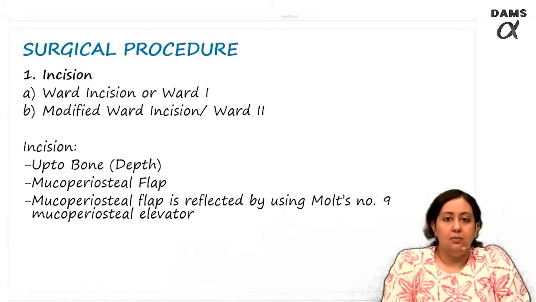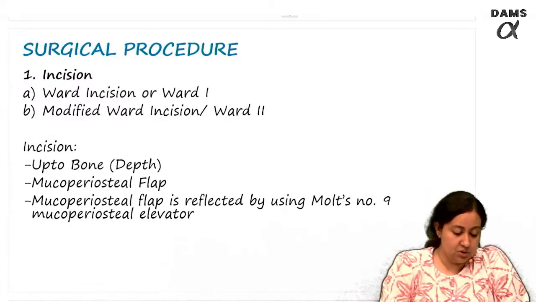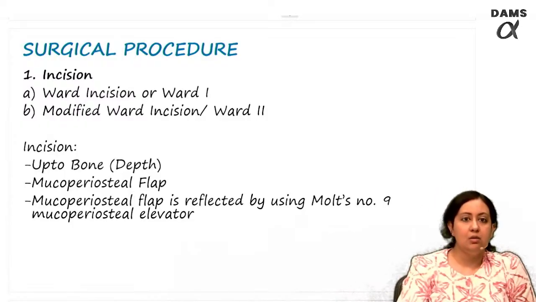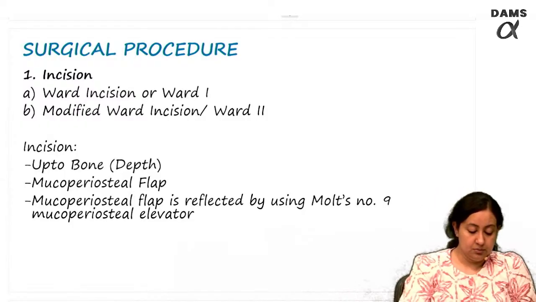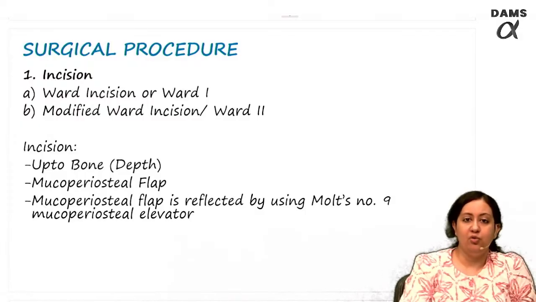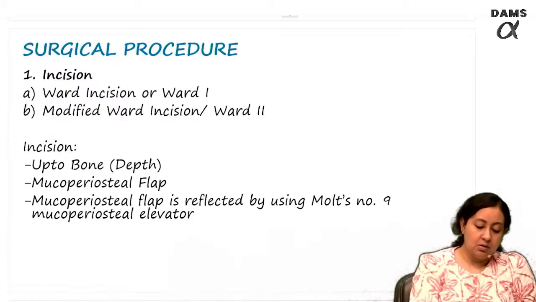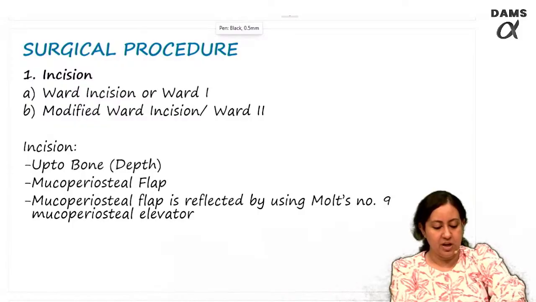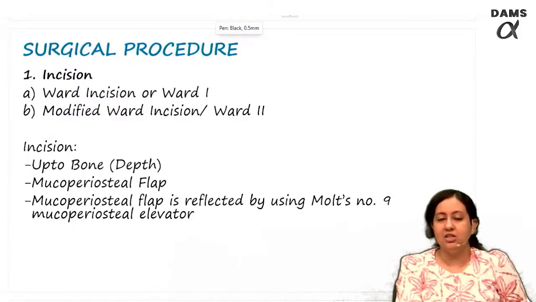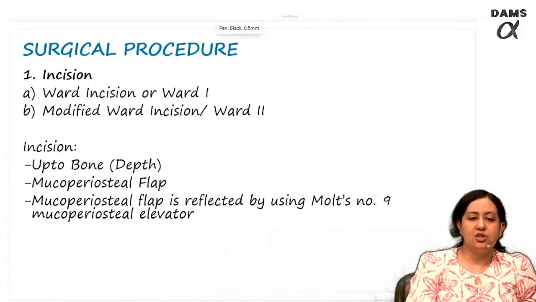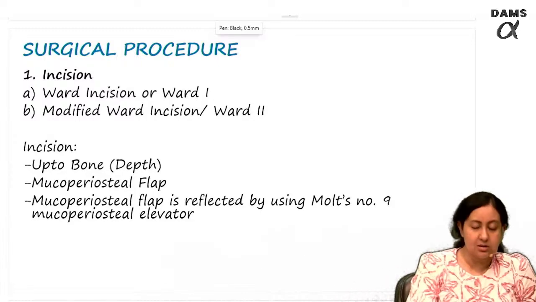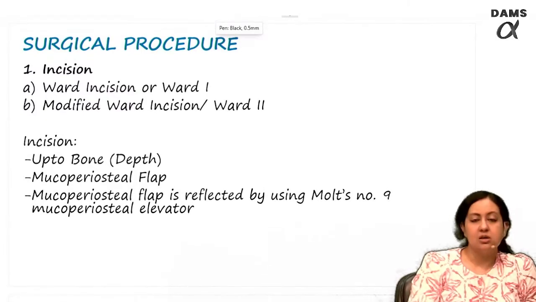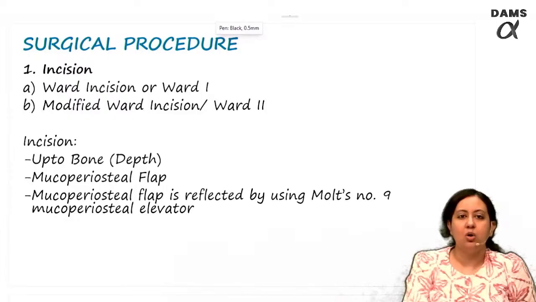So now we come to the surgical procedure or surgical steps in the extraction or removal of an impacted tooth. We'll quickly go through the surgical steps, and I won't be able to take this in too much detail. The details of the surgical procedure I've taken in my classes, so you can refer to our classes on our DAMS Alpha app. So we'll just have a broad look at the surgical procedure.